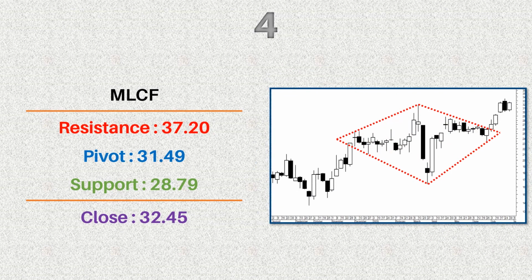The Maple Leaf Cement closed at 32.45 level on July 30, 2020. The closing is above the weekly pivot level of 31.49. The weekly resistance and support levels are at 37.20 and 28.79 respectively. Technically, the 14-period average directional indicator is rising, but it is at 18 level. Expect sideways movement despite the bullish breakout from a large diamond pattern that happened 5 weeks ago.